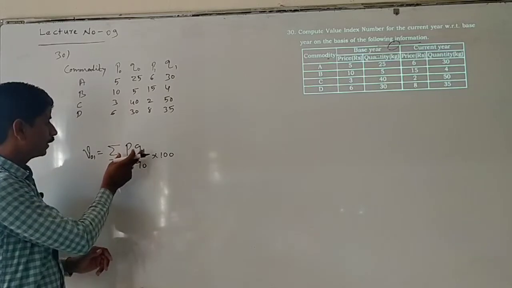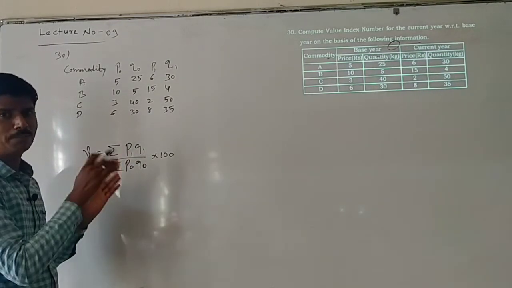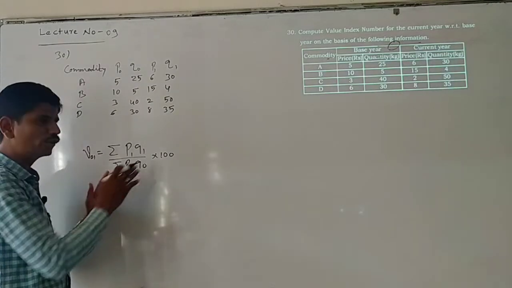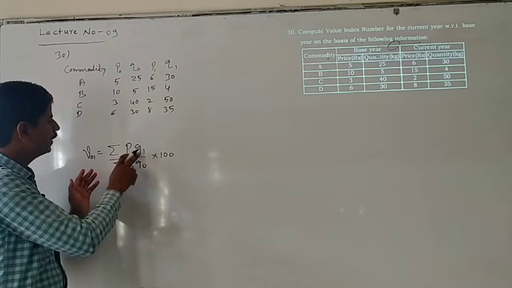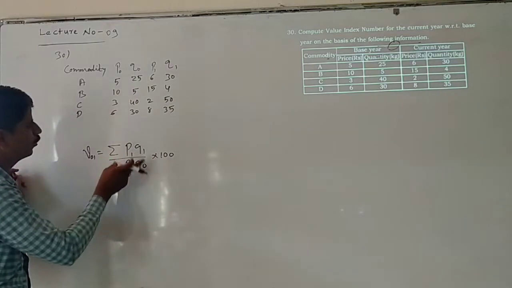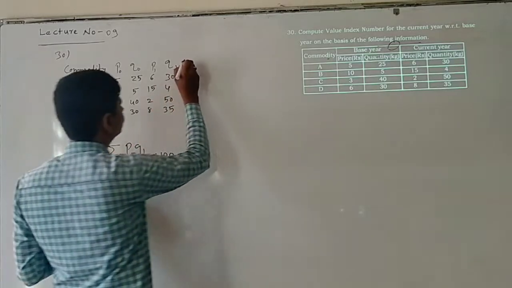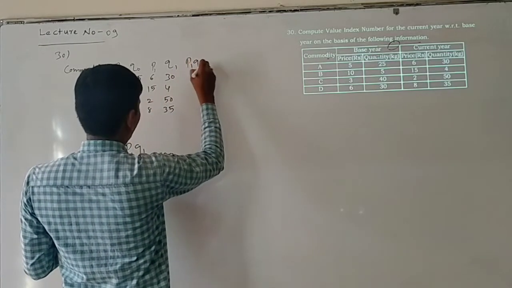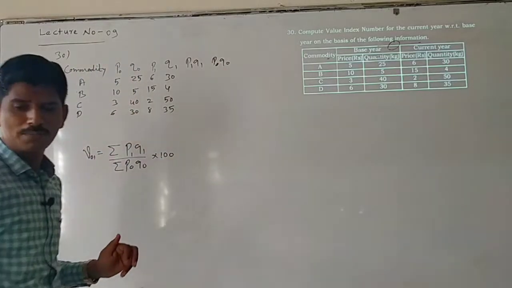Here the base year and current year, price multiplied by quantity. Suppose they are given base year price, you have to take P0 into Q0, not P0 into Q1. Current year quantity value means P1 into Q1. The formula is sum of P1 Q1 by sum of P0 Q0 into 100. Here you have to multiply P1 into Q1 and P0 into Q0. It is also a 5 marks question.